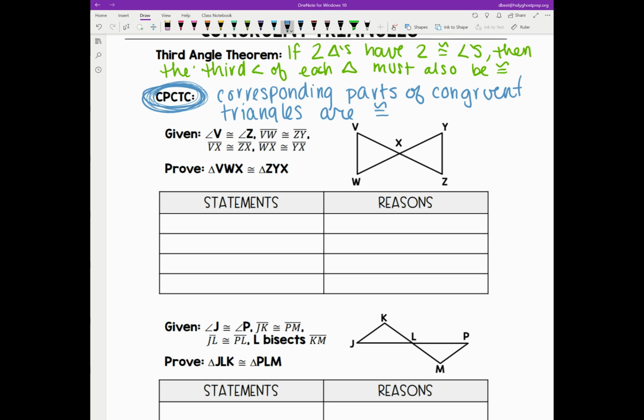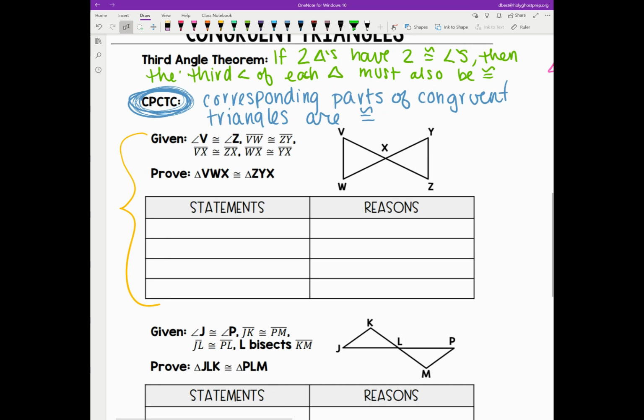So take what we've got and give the first proof here a try. And I will tell you that I put all my given information as one step to get myself started. So give this one a try and we'll see how you did.